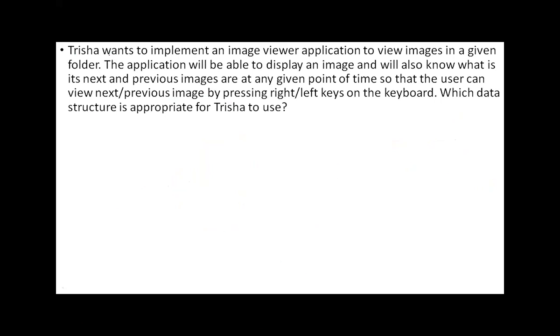Just see here. Trisha wants to implement an image viewer application to view images in a given folder. The application will be able to display an image and will also know what its next and previous images are at any given point of time, so that the user can view the next or previous image by pressing the right or left keys on the keyboard. Which data structure is appropriate for Trisha to use? Tree, queue, linked list, or stacks?